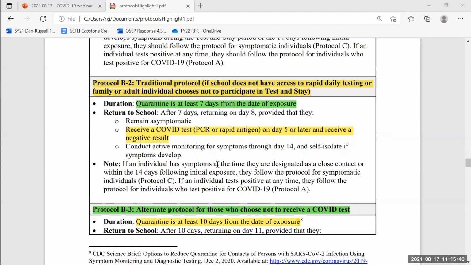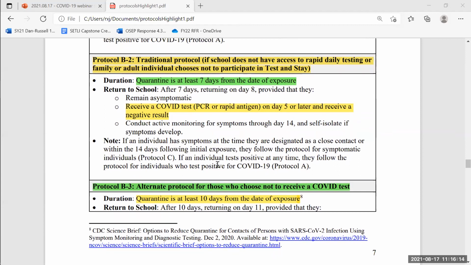And to cut down on that length of time to make it just 7 days requires a test, a COVID test, either PCR or rapid antigen on day 5 or later, right? So if you take it day 5, you still have to stay out for the 7 days, but day 5 or later, you can get the test and receive a negative result. And then you are able to come back on day 8. And we had a lot of questions about this last year. Which day do you return? It is day 8. And so just needing to get that test and then hopefully seeing that negative result and being able to return on day 8.